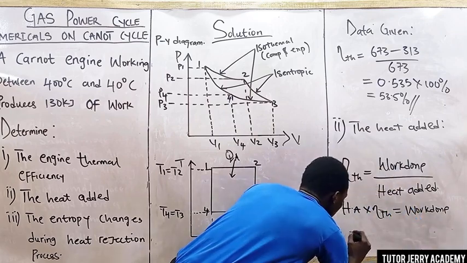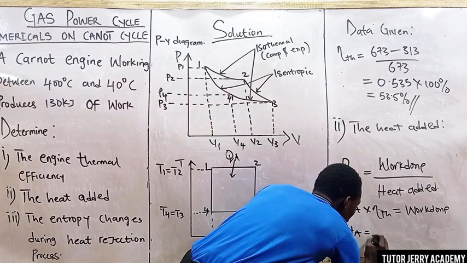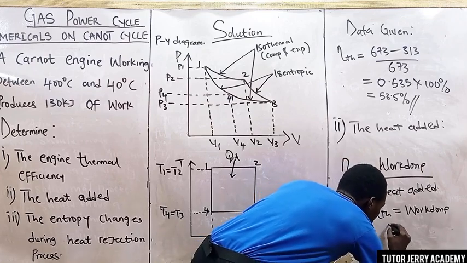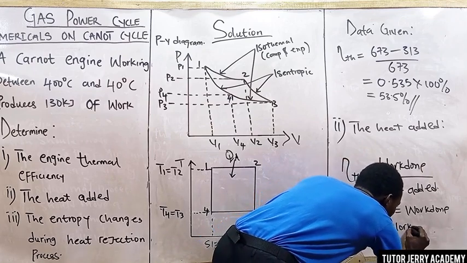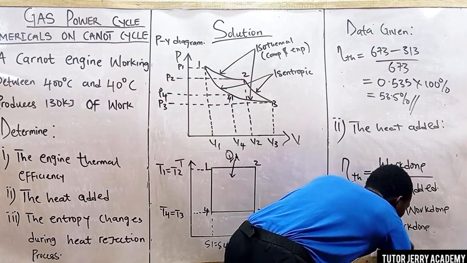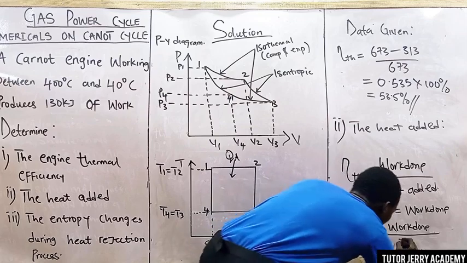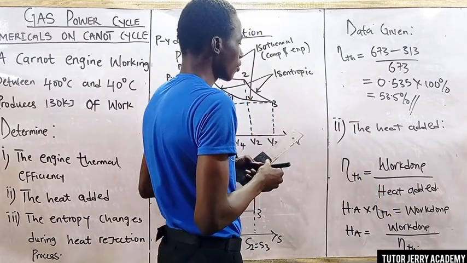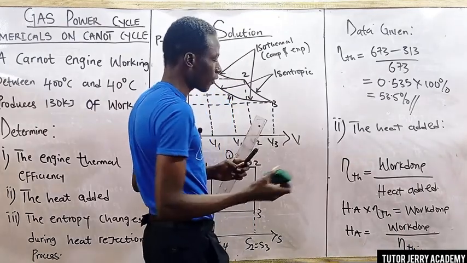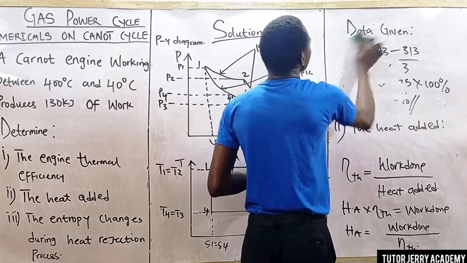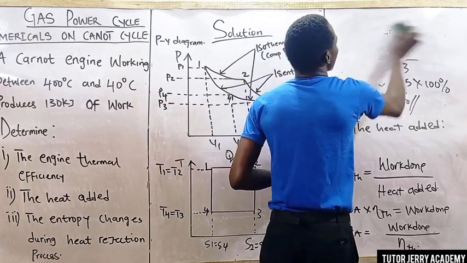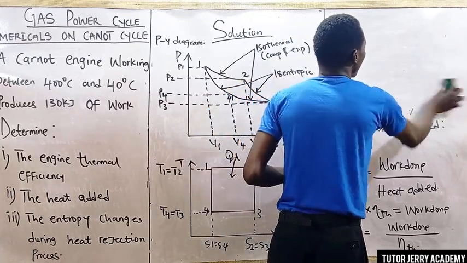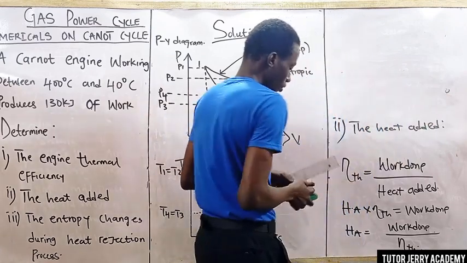And of course, heat added will be equal to work done all over efficiency. So this is what we have. Next, we are going to be substituting our values to get the heat added on the Carnot engine.